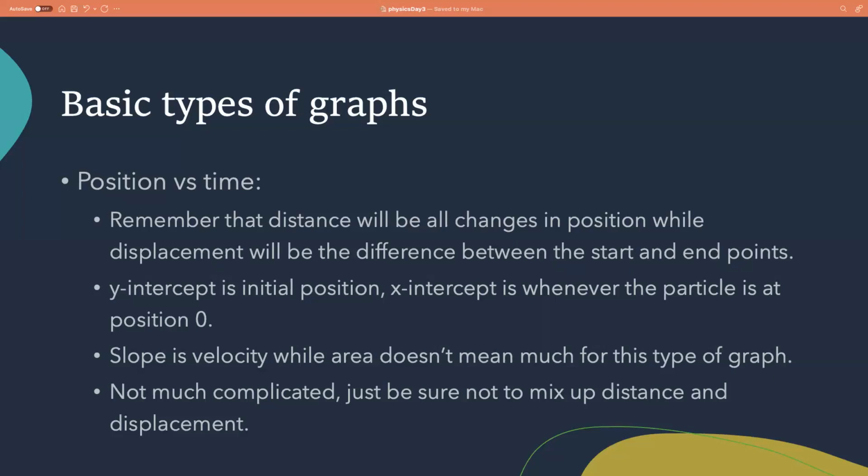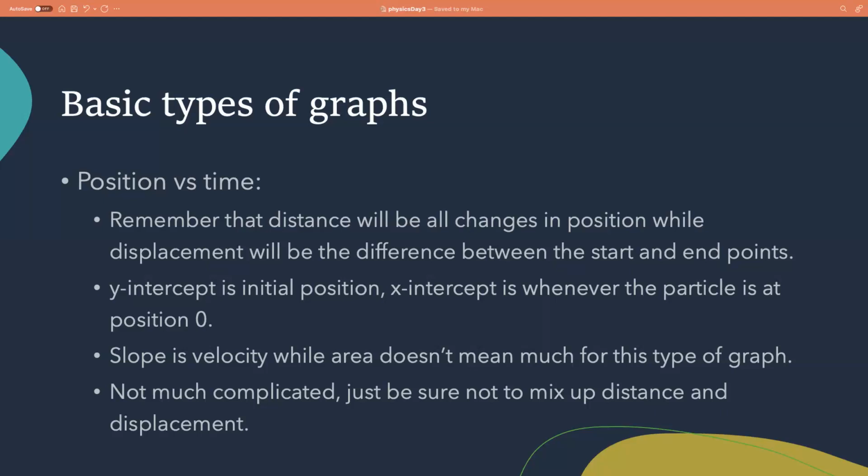The slope is going to be velocity, change in position over change in time. Slope is basically y divided by x, the quantities. So in this case, it will be position divided by time, which is velocity. And the area under the graph is going to be considered y times x, basically. So in this case, position times time. That doesn't actually mean anything much. It will mean something for other types of graphs, though.